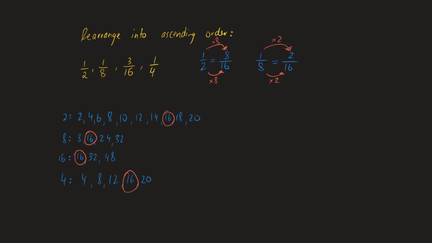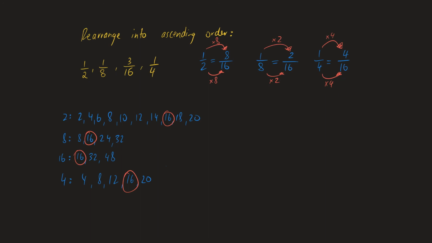3 over 16 is already there. I don't need to change the denominator for this one, or the fraction at all. The next one we have 1 over 4. Okay, so over 16. This time you can see we've multiplied by 4 to get to 16. So again, multiplied by 4. Now, we've got all our fractions.